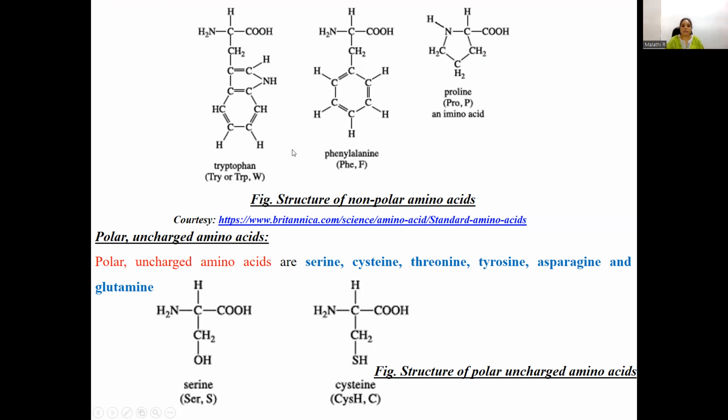So along with the previous amino acids, tryptophan, phenylalanine, and proline also fall under the category of non-polar amino acids. We'll stop the session here. We will see the other things in the next class.